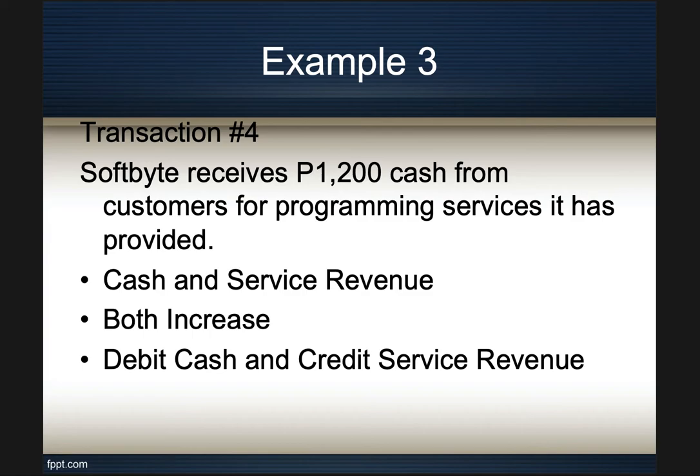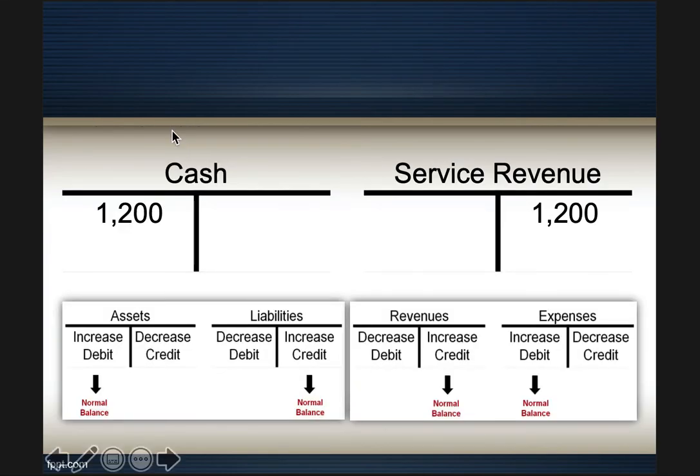So look at that in this T account. We have a T account for cash, which is recorded in debit for that amount received, and the increase in revenue is recorded in credit. And you can see that here: increase in revenue, credit; increase in asset, debit.